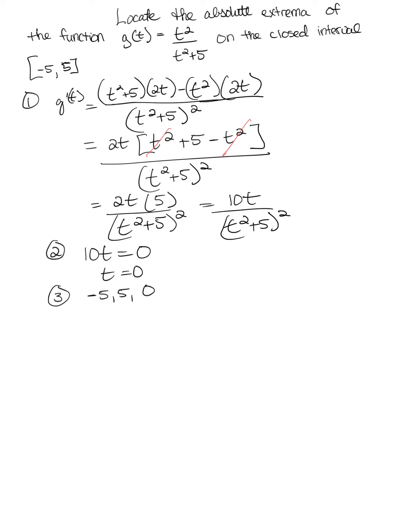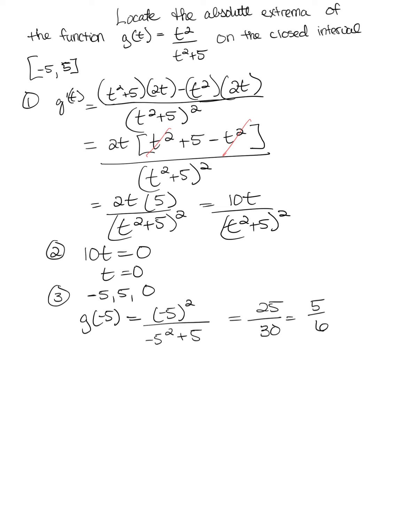Okay, so negative 5, 5, and 0, these are your numbers. And so we want to find, using the original function, what y value these numbers correspond with. Okay, and so this is going to be 25 over 25 plus 5, which is 30. Take 5 out of each, you're going to get 5/6.